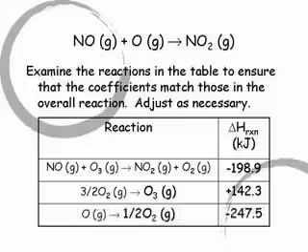So here are the results of multiplying by that coefficient. We now have O yielding 1/2 O2, and instead of negative 495 kilojoules, we have negative 247.5 kilojoules, and this gets everything for our final reaction to match up with the coefficients in the reaction table.